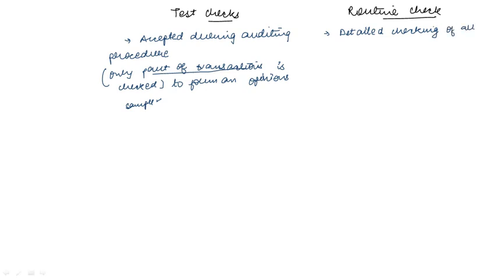Now, if I talk about routine checking, it is detailed checking of all transactional aspects. That means you are going to check every kind of carry forward, every kind of calculation, even the postings into ledgers, casting of ledger accounts, their balances, everything will require detailed checking. Right? So this was the definition, this was the meaning itself.